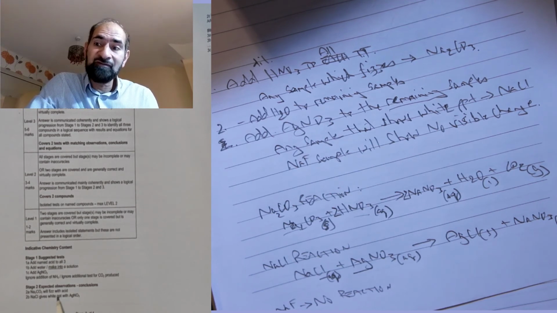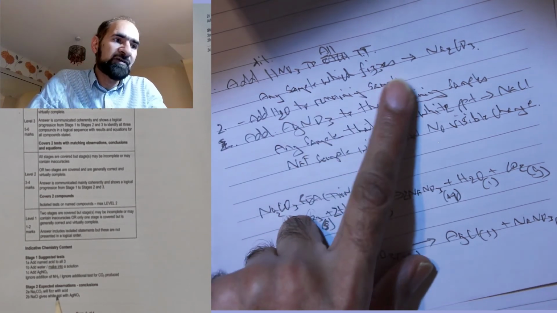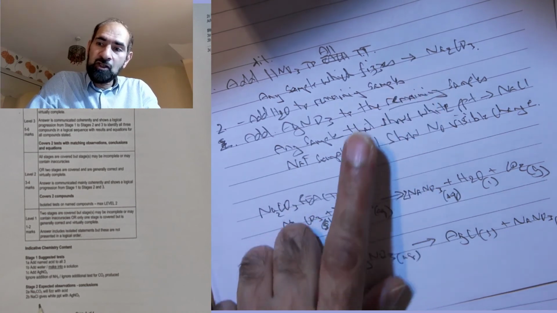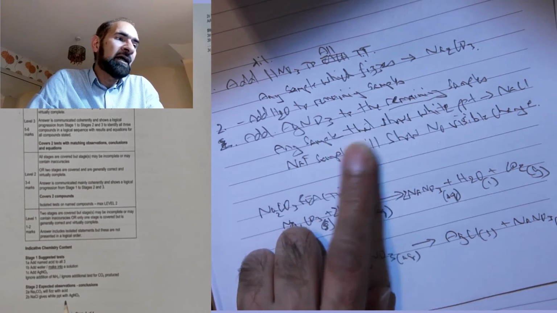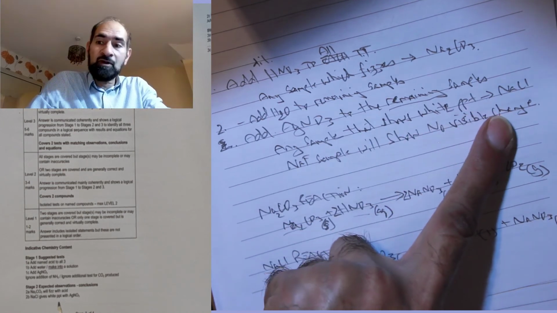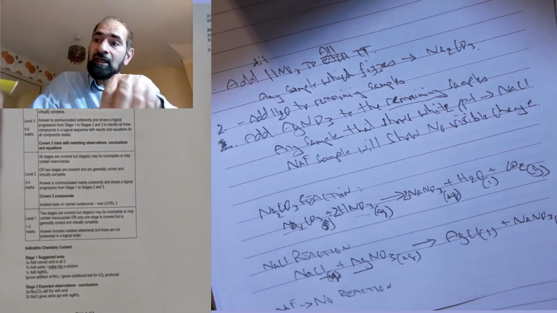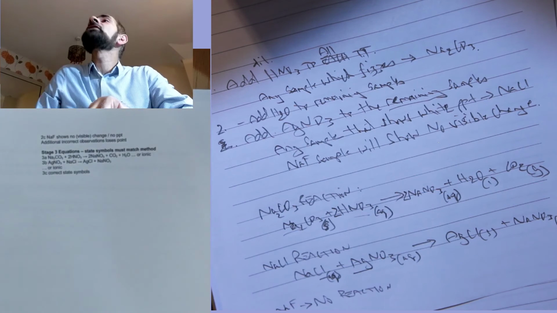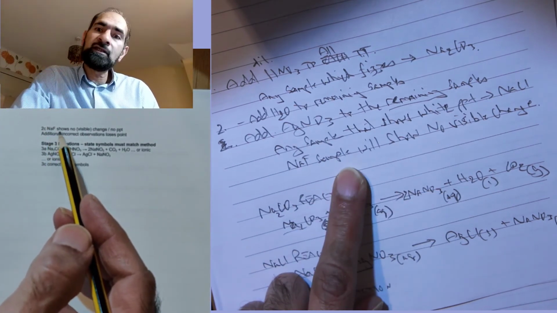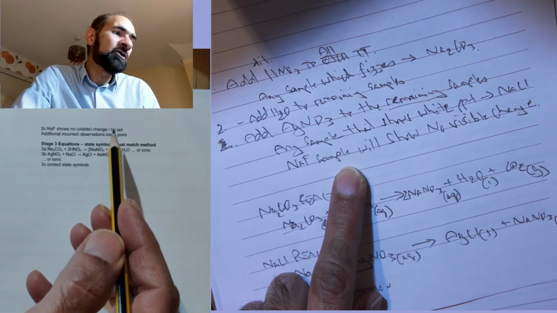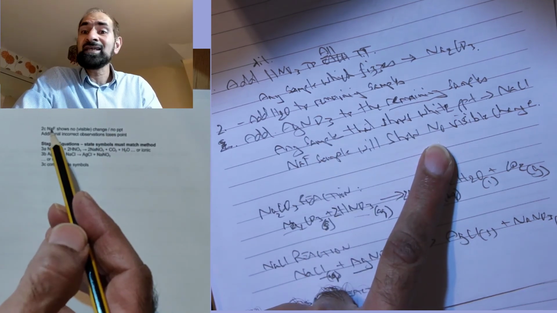So sodium carbonate will fizz with acid, right? Any sample which fizzes is sodium carbonate. So I'll put that. Sodium chloride gives a white precipitate with silver nitrate. Because I've said silver nitrate, any sample that shows a white precipitate is sodium chloride, so that's your stage 2. And then still part of stage 2 is sodium fluoride, which shows no visible change or no precipitate.